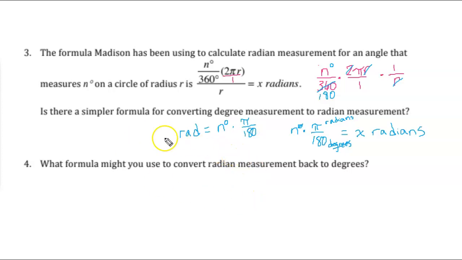Now, if we want to go back in the other direction and we want to know what the degrees are going to be equal to, well, I need to find the inverse. The inverse of pi over 180 is to multiply by the reciprocal, 180 over pi. So the number of radians times 180 over pi would work to convert it back.